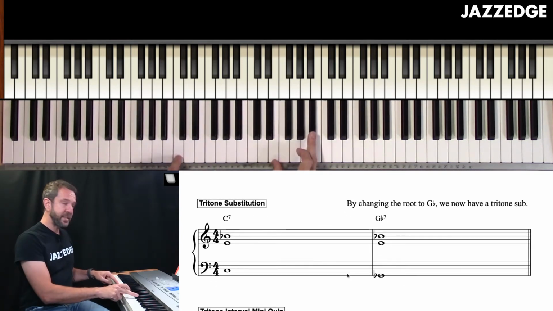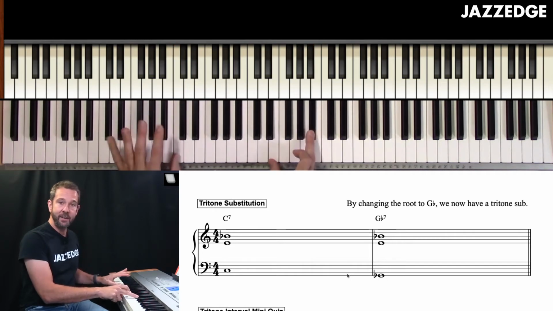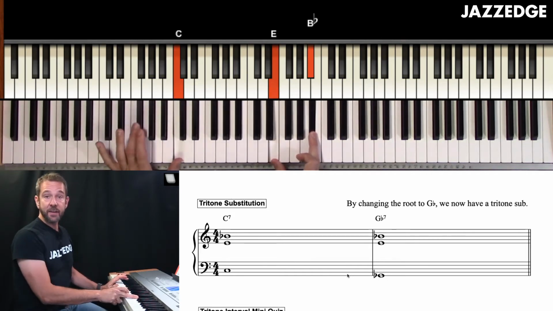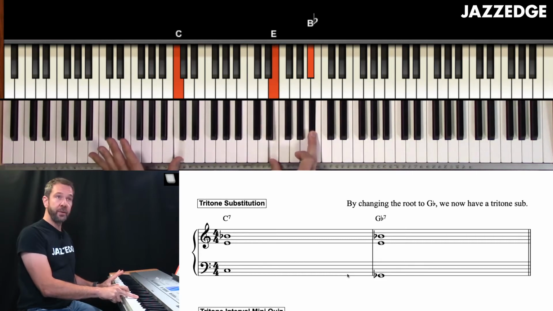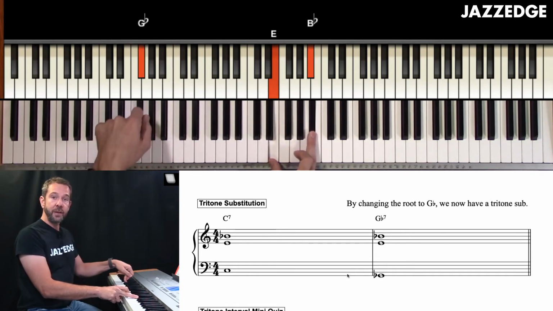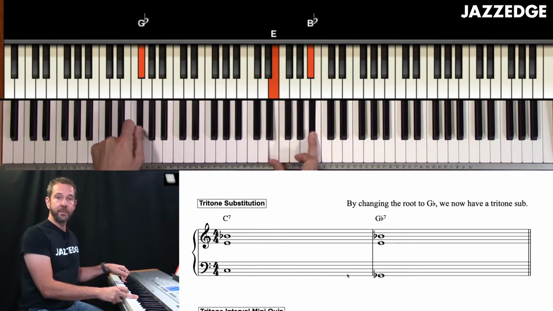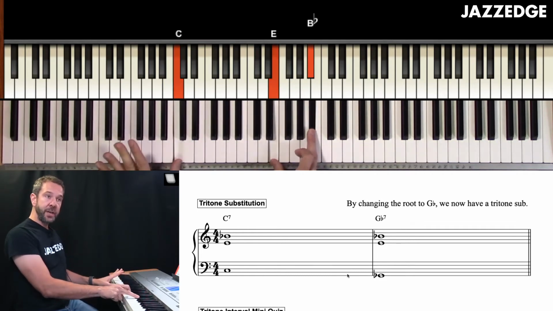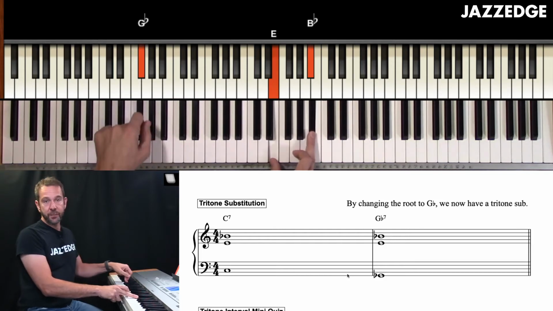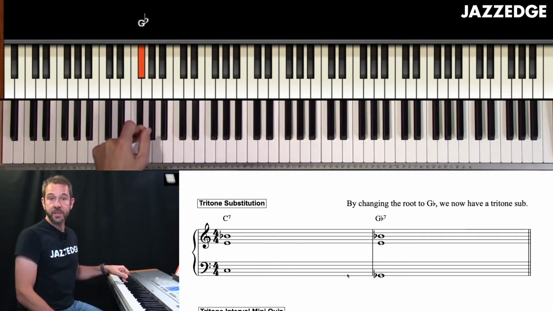Going back to this same example of the E and the B flat in the right hand along with C in the left hand, that creates my C7 chord, right? So that's the 3rd and the 7th, the E and the B flat. If I just change the root down here from C down to G flat, it now becomes a G flat 7 chord. So now what I've done is I've changed the C7 chord to a G flat 7 chord. I am substituting the C7 with a G flat instead. That is my tritone substitution.